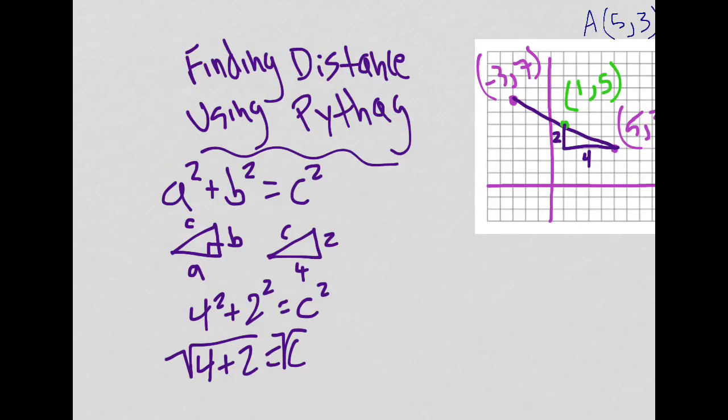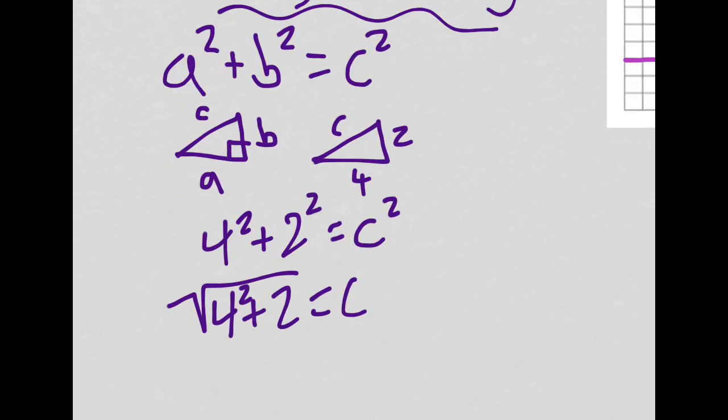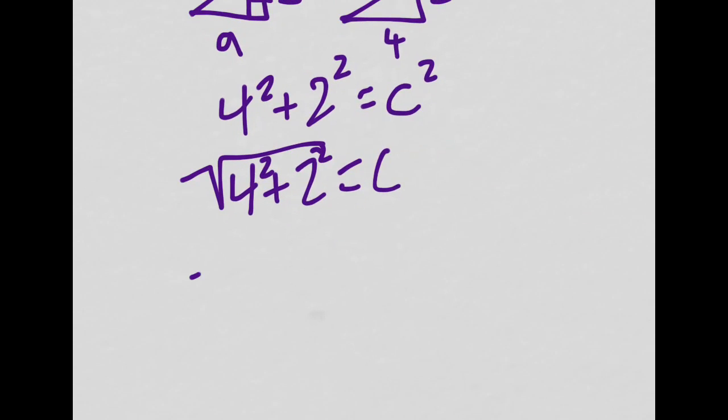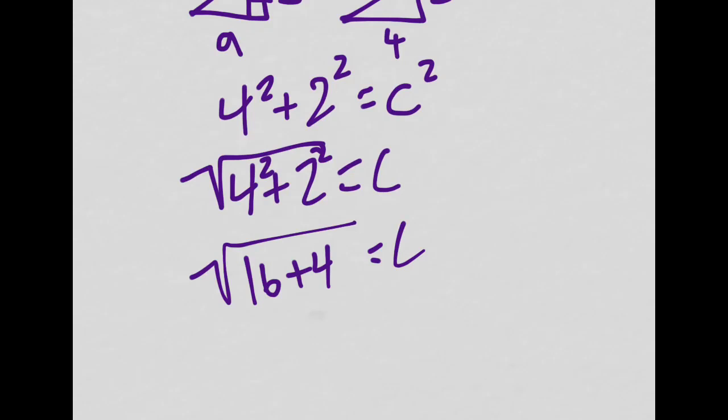We can take the square root of both sides. Square root of c squared is c. So we can get the square root of 4 squared plus 2 squared equals c. So let's simplify this a little bit more. Square root of 16 plus 4 equals c. And 16 plus 4 is 20, so I have the square root of 20 equals c.